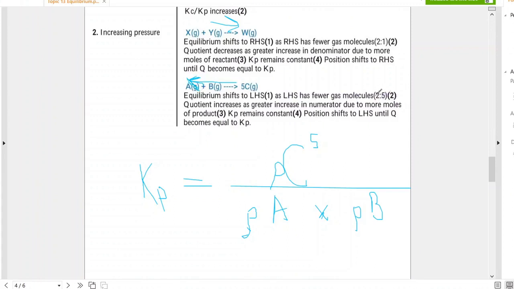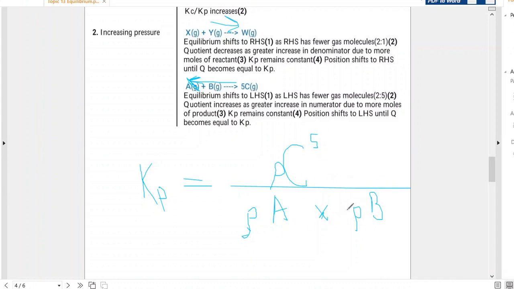In the mark scheme, they like to write in terms of ratio. These are all mark scheme points. So quotient increases. Why does the quotient increase? Increasing pressure, this P increases, this P increases, this P increases. But this P increases to the power of 5, and these P multiplied together increase by the power of 2. So the net effect of increase on the numerator is greater.